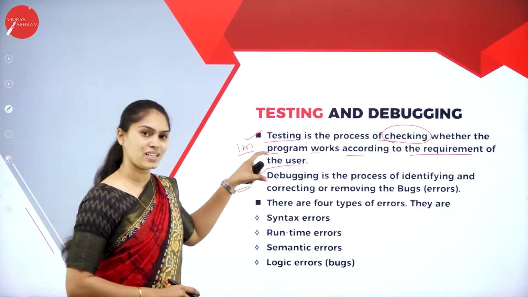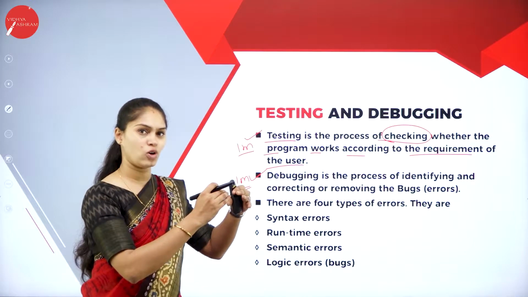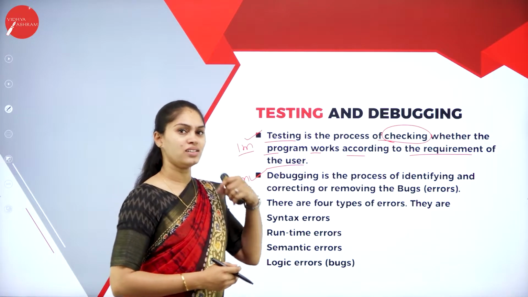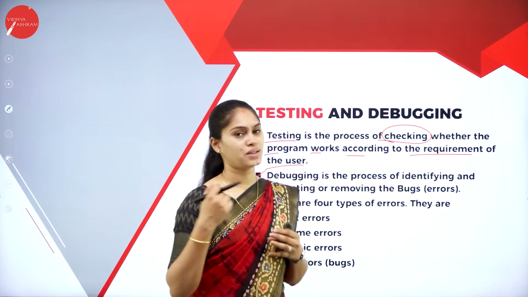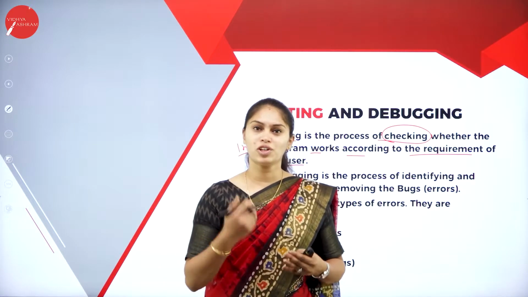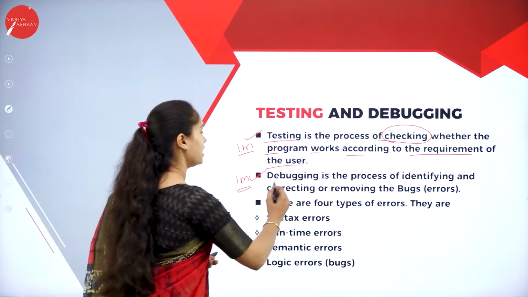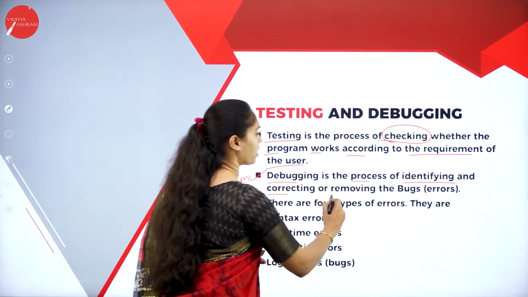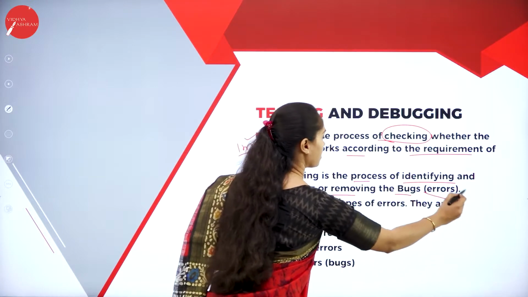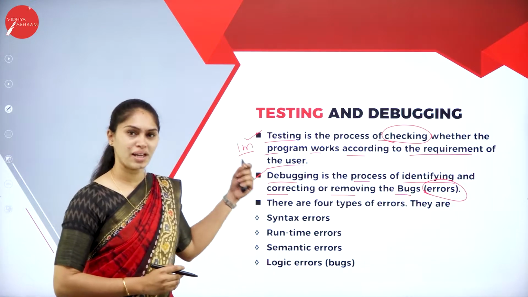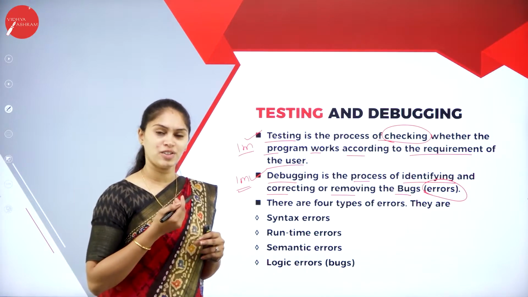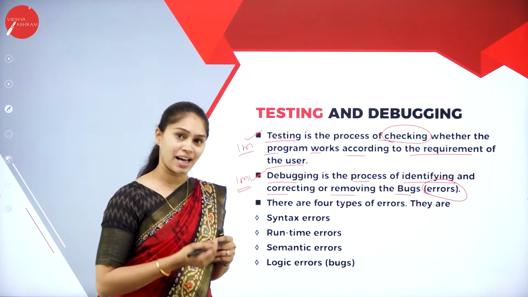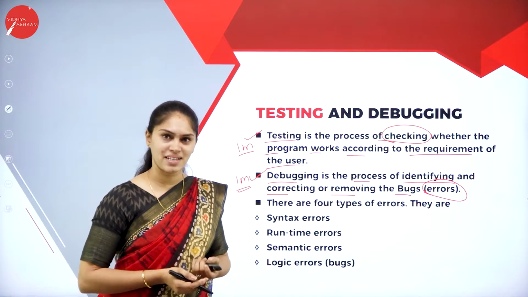Okay. Then what is debugging? We have written a code and we have checked whether this program is working fine as per my requirement or not. Then what do you mean by debugging? Debugging is a process of identifying and correcting or removing the bugs. Bugs are nothing but what? Errors. So debugging in the sense what? We are going to check and we are going to correct. So if any mistakes happen.